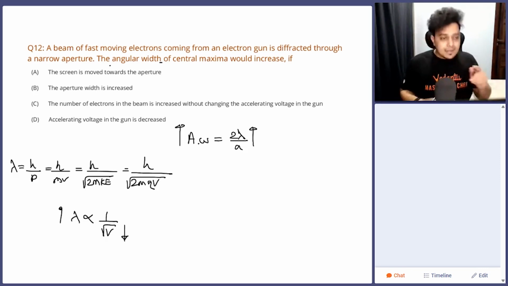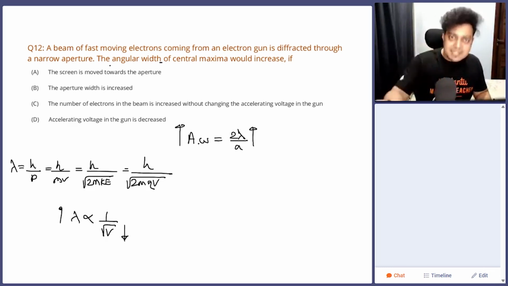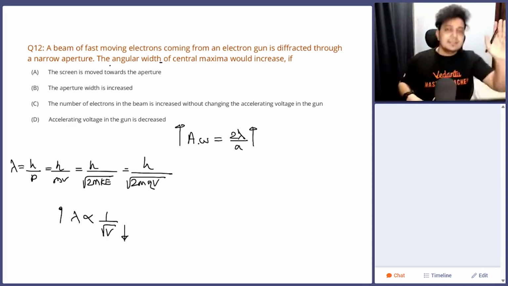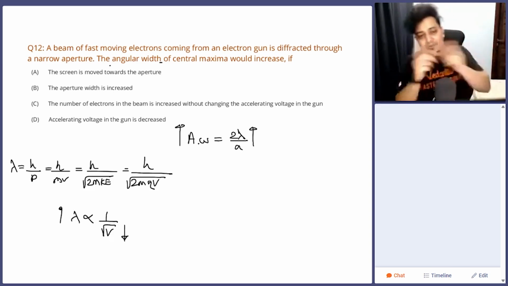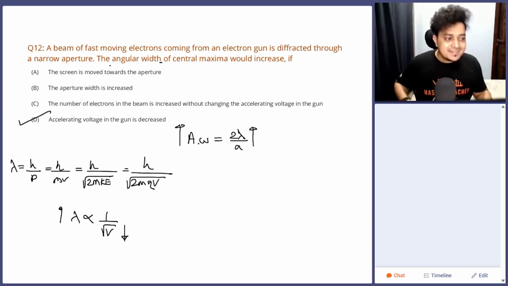Now the last answer: the accelerating voltage in the gun will be decreased. As I discussed, when V decreases, the voltage used to give kinetic energy to the electrons or the charged particle decreases, then the de Broglie wavelength will increase, and if the wavelength increases, then the angular width of the central maxima will also increase. So that answer is option D.